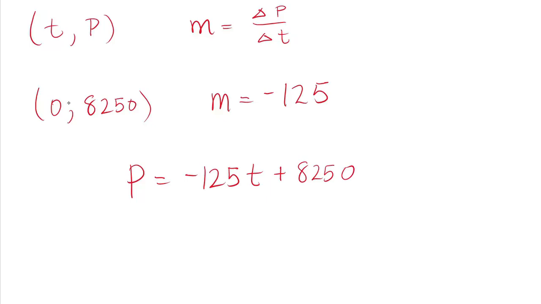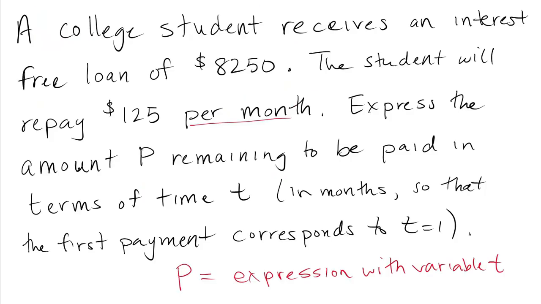Notice that this will work. If I plug in 0, it gives us the initial balance. And if you plug in 1, that will subtract one payment of $125, leaving a balance of $8,125. If you plug in 2, it will subtract two payments of $125, a total of $250, leaving a balance of $8,000, and so on.